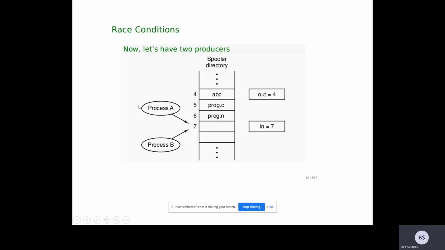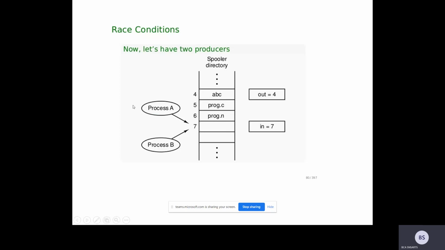Suppose process A wants to write something, wants to print something, into the spooler directory, to put some file into the spooler directory. So process A checks for the next free slot by looking at the variable. 7 is the next free slot. It assumes that the next free slot is 7 and goes off to do some other work. And process B also comes into the spooler directory. It checks the next free slot, which is 7, so it also assumes that 7 is the next free slot. Then it writes something into the file. Okay, and it updates the state.